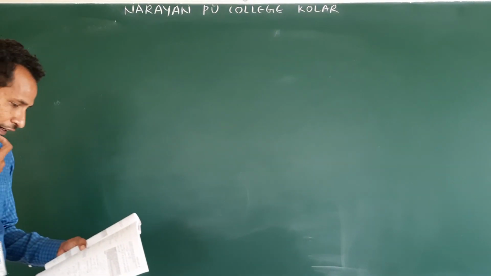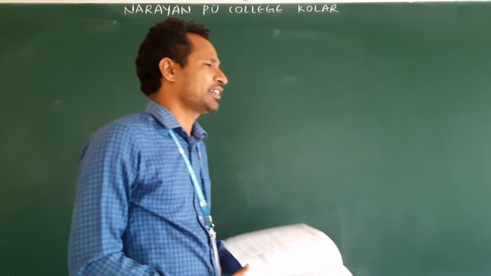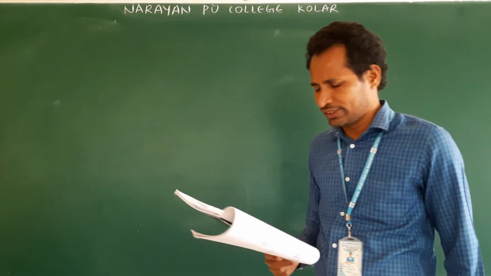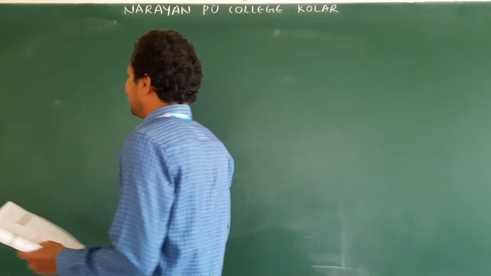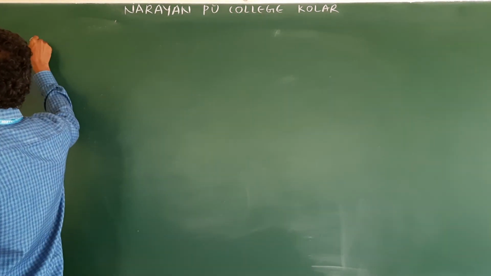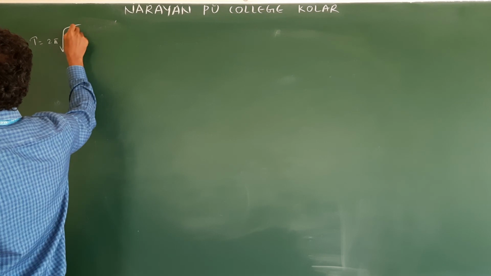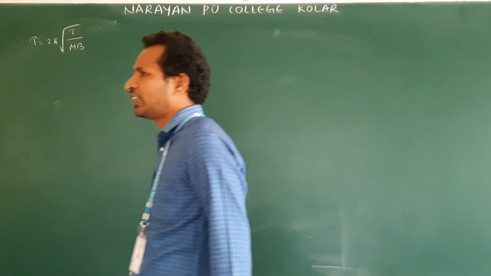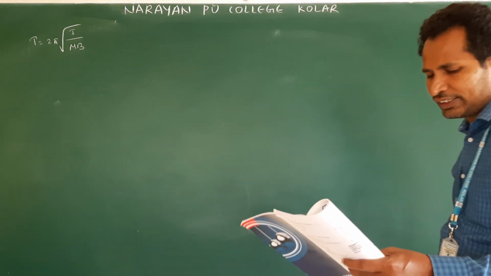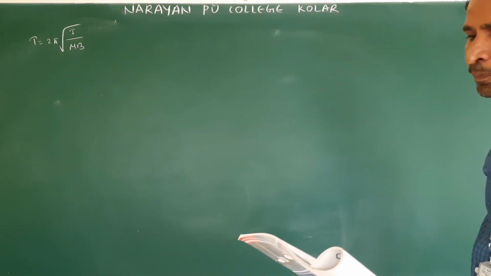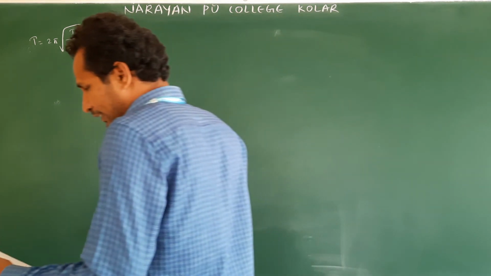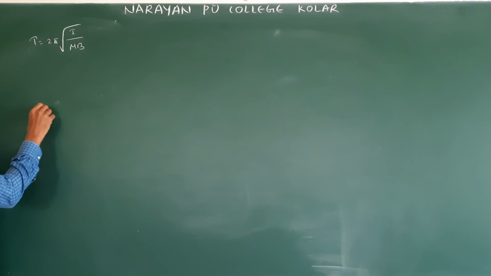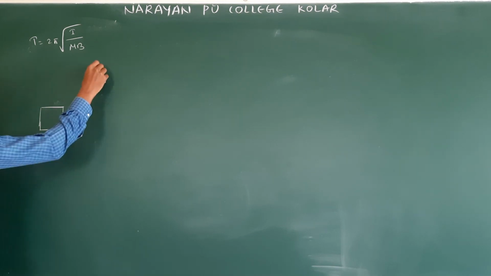Next, oscillations in a magnetometer, or simply the compass needle oscillating in a magnetic field. That formula we have already seen, the time period: T is equal to 2 pi into the root of I by mB, where I is the moment of inertia, m is the magnetic moment, B is the field. Clear?